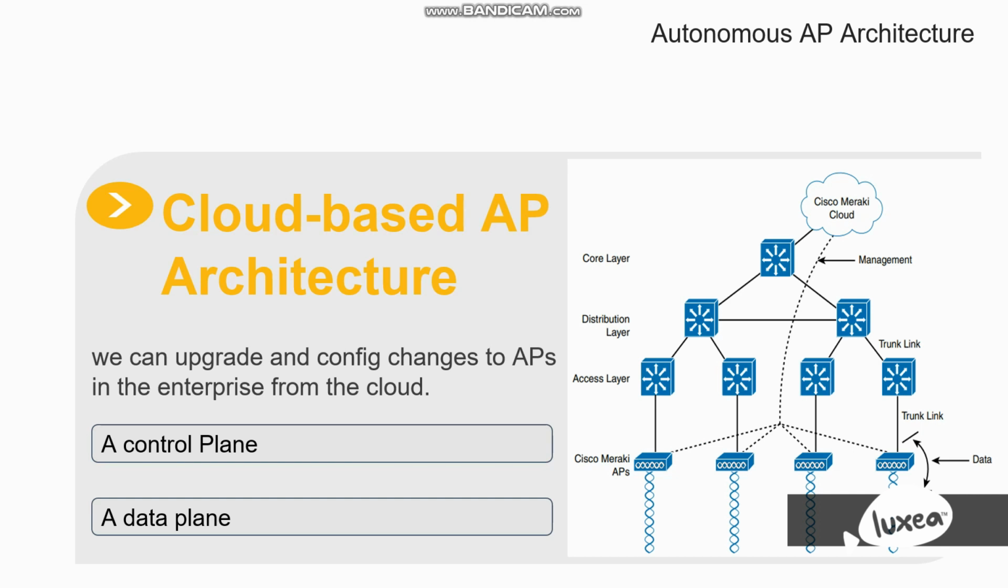Cloud-based AP architecture. Well, cloud never leaves us alone like this. It always goes together. So we can upgrade and configure changes to APs in the enterprise from the cloud. And in this picture, they consist of 2 distinct paths. First, the control plane, traffic used to control, configure, and manage the AP itself. And the data plane, this is end user traffic passing through the AP.